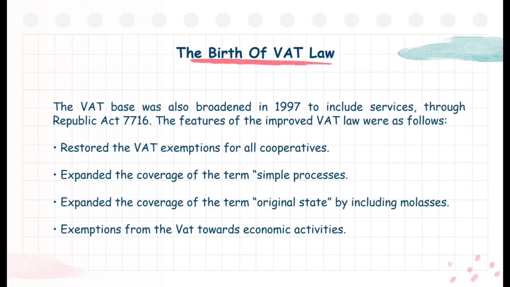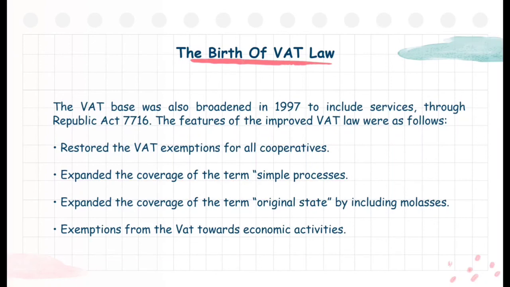The VAT base was also broadened in 1997 to include services through Republic Act No. 7716. The features of the improved VAT laws were as follows. First, restore the VAT exemptions for all cooperatives. That includes agricultural, electric, credit or multipurpose and others, provided that the share capital of each member does not exceed 5,145 pesos. Second, expanded the coverage of the term simple processes by including broiling and roasting, effectively narrowing the tax base for food products. Third, expanded the coverage of the term original state by including molasses.